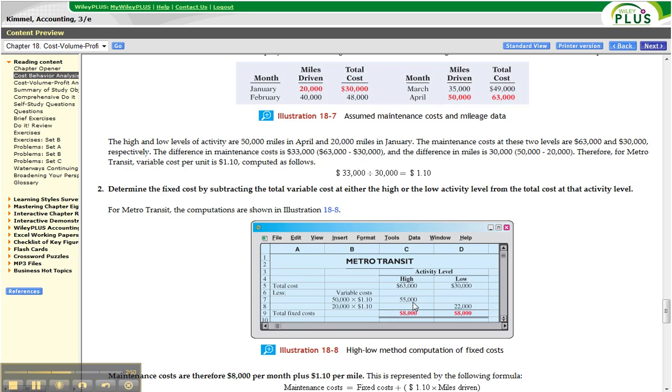Then you can do the same thing in the low month. In the low month, you had 30,000 in total costs, but 20,000 miles driven. So 20,000 times $1.10 per mile, that's the variable cost per unit, equals 22,000 in variable costs. You subtract the two, and the 8,000 must be the fixed cost piece. Now that makes sense, right? Because fixed cost has to be the same no matter what level of activity you have. So there's the fixed cost piece, and the variable cost is $1.10 per mile.